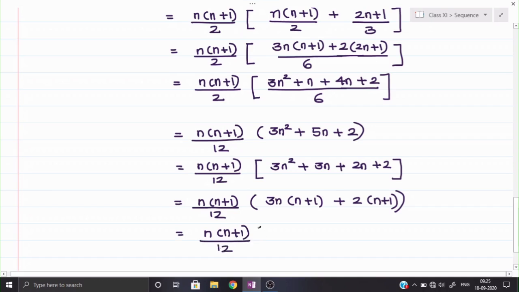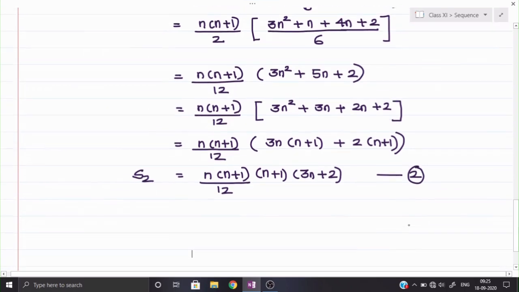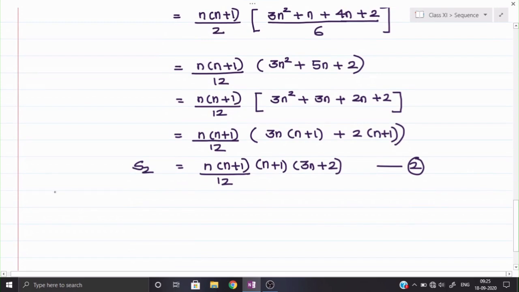One more n plus 1 will come here. Okay, and 3n plus 2 will come. This will be the final value of S2. Now we need to find out the value of the whole fraction. So we shall divide equation 1 by equation 2.